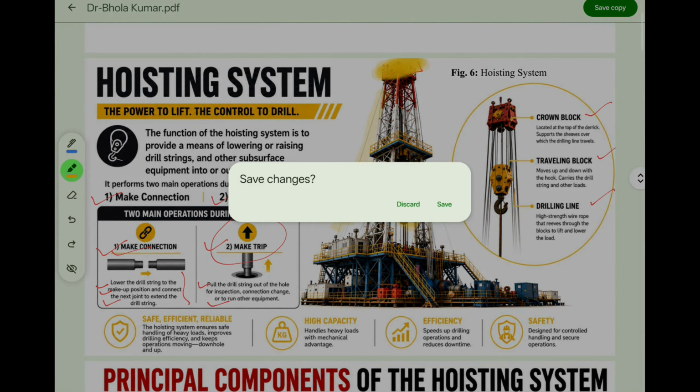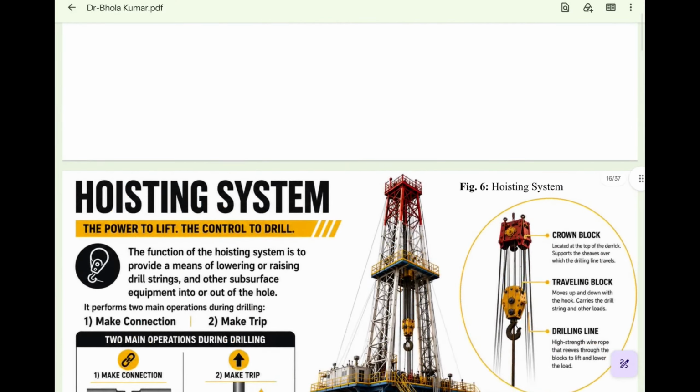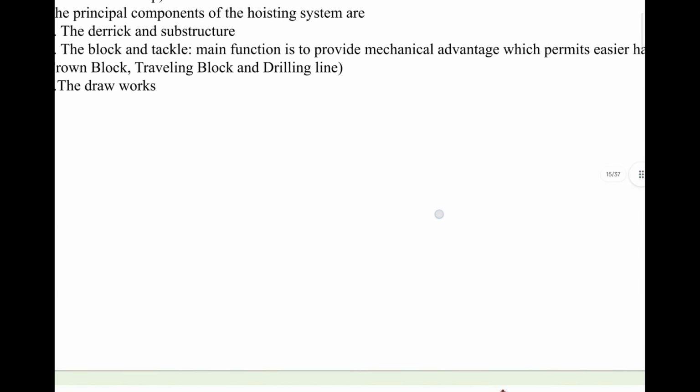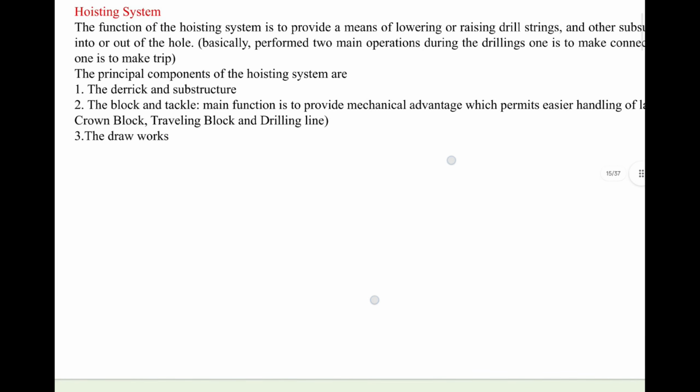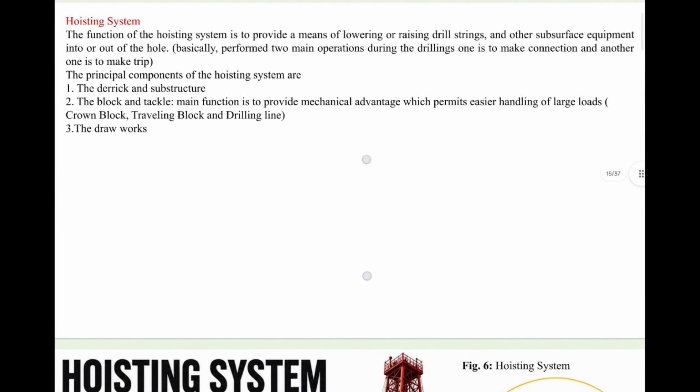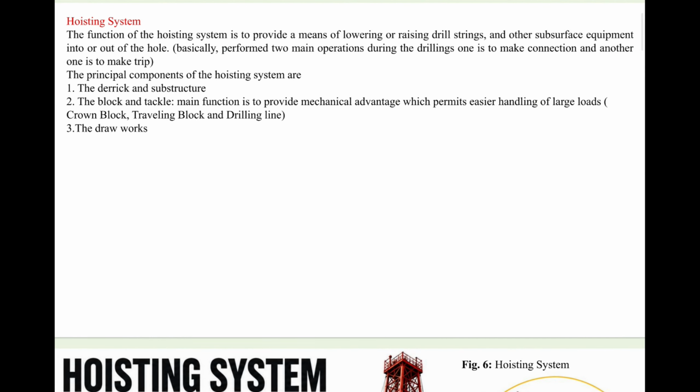Let me go back. Here we have written something, the same thing I have written over here. The function of a hoisting system is to provide the means of lowering and raising the drill string and other surface equipment into the well or out of the well. It basically performs two main operations during drilling, one is making a connection, the other is making a trip, which I have already discussed. And the principal components of the hoisting system are the derrick and substructure, the block and tackle system, and the crown block. We will discuss these.